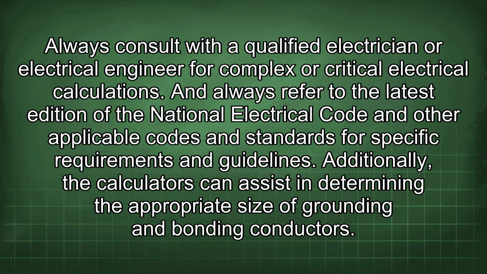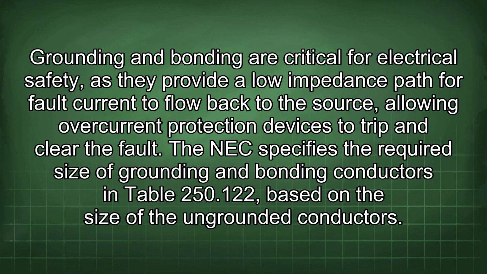requirements and guidelines. Additionally, the calculators can assist in determining the appropriate size of grounding and bonding conductors. Grounding and bonding are critical for electrical safety, as they provide a low impedance path for fault current to flow back to the source, allowing overcurrent protection devices to trip and clear the fault. The NEC specifies the required size of grounding and bonding conductors in Table 250.122, based on the size of the ungrounded conductors.